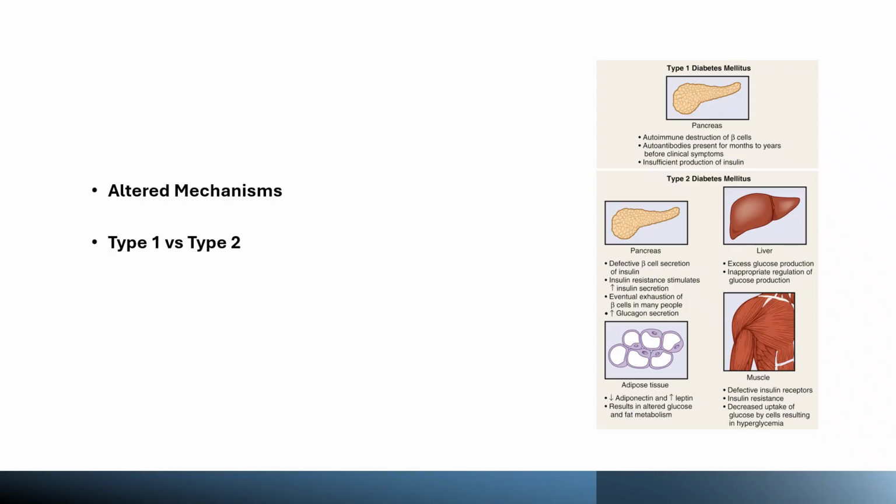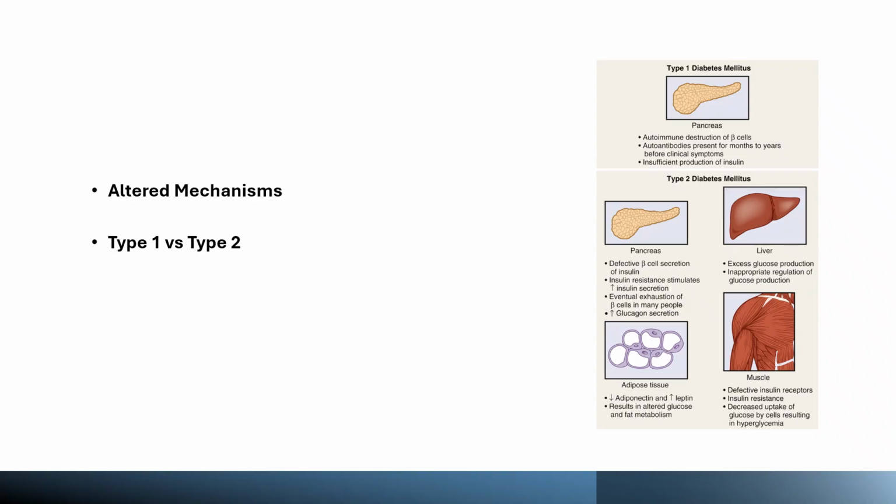Type 2 diabetes is a little different. We have defective B cell secretion of insulin. We have insulin resistance that stimulates increased insulin secretion, so we've got more insulin, and eventually the exhaustion of the B cells in many people. So they tend to have more weight. There's this altered glucose and fat metabolism.